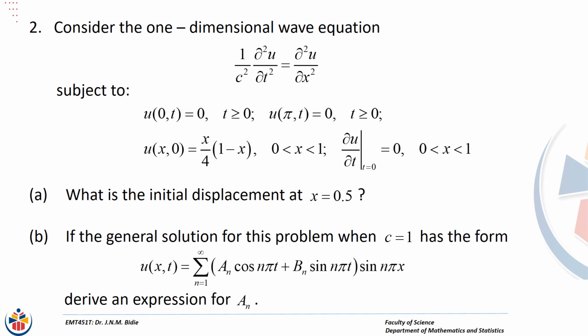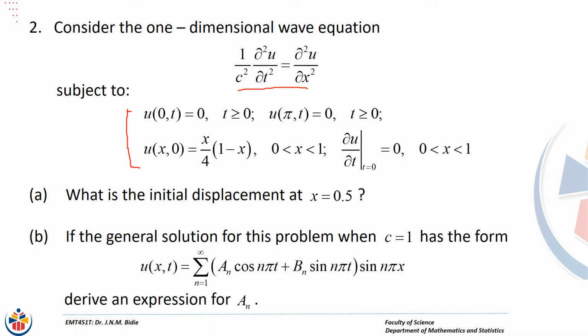Number 2. Once again, we'll be given a general formula for our one-dimensional wave equation, and we've been given conditions. Note there are 4 conditions, 2 initial conditions and 2 boundary conditions.